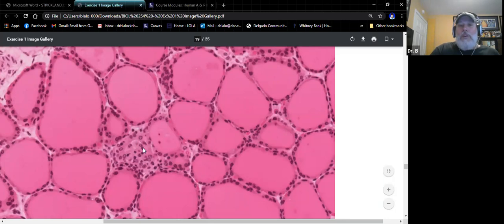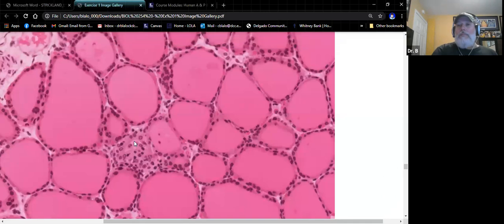Then in between these follicles, we have these clusters of cells. Those would be the parafollicular cells. And the parafollicular cells are what secrete calcitonin. All right. So again, parafollicular cells are not associated with the colloid. The follicular cells are associated with the colloid, and they are part of our follicle.